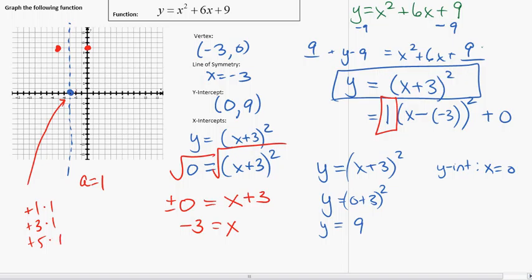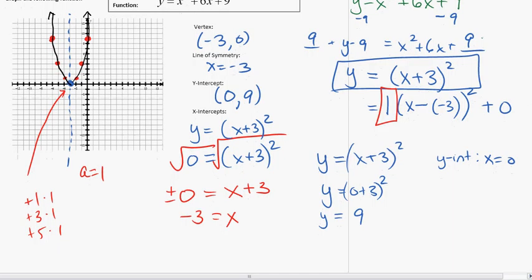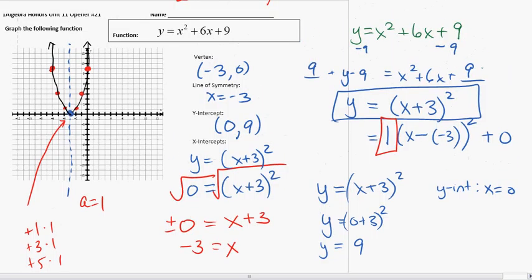So I could go right 1, up 1, left 1, up 1, right 1, up 1, 2, 3, left 1, up 1, 2, 3. And as you can see, I moved my symmetric point, and now I have my parabola. So now I can graph it using completing the square. We will continue more examples of that in the next few openers.